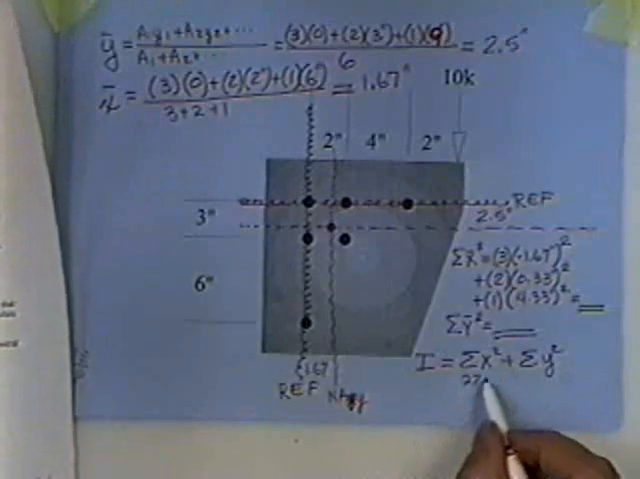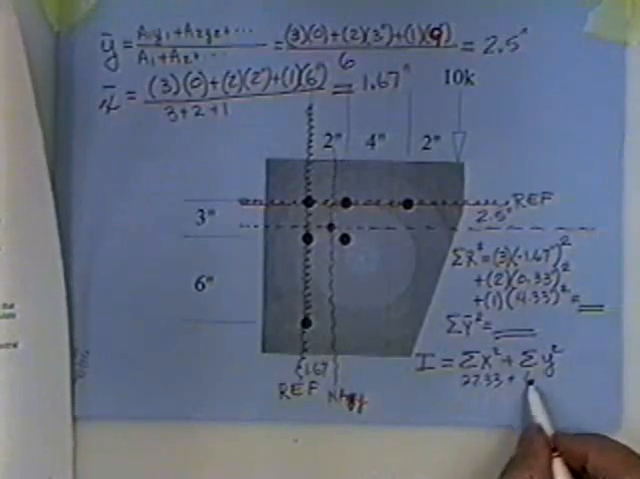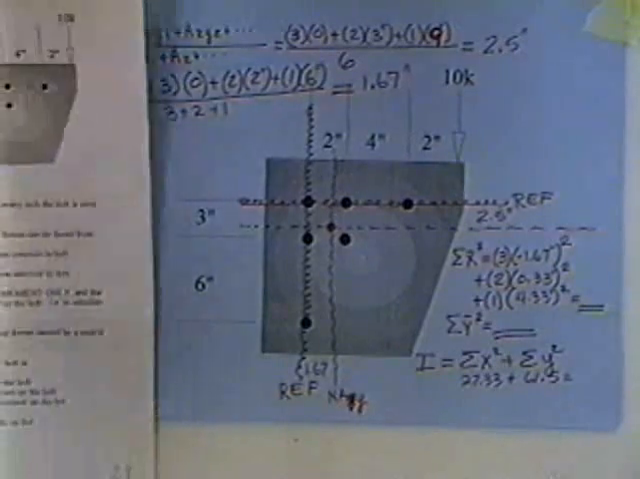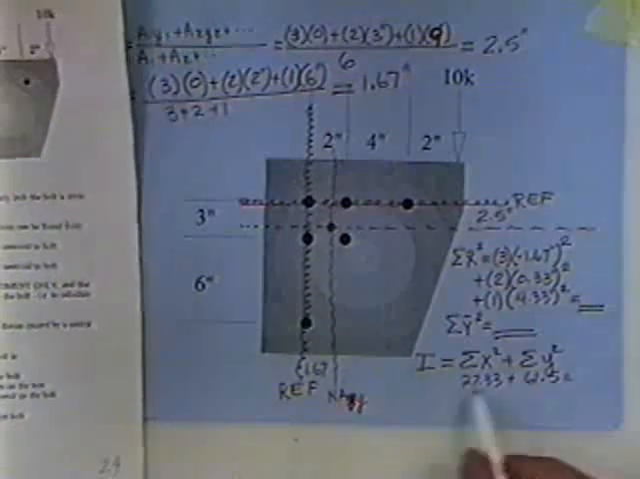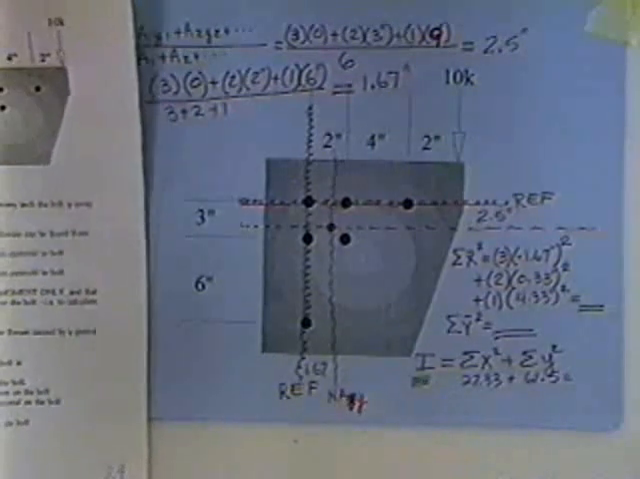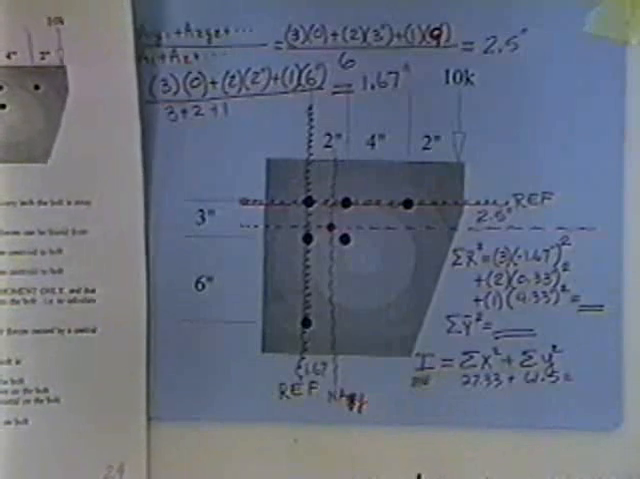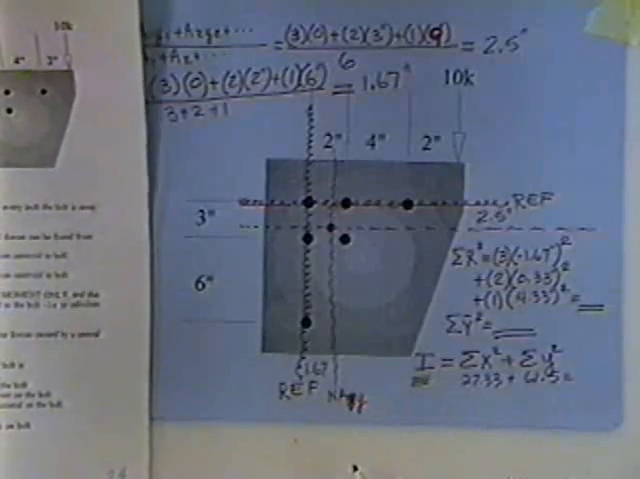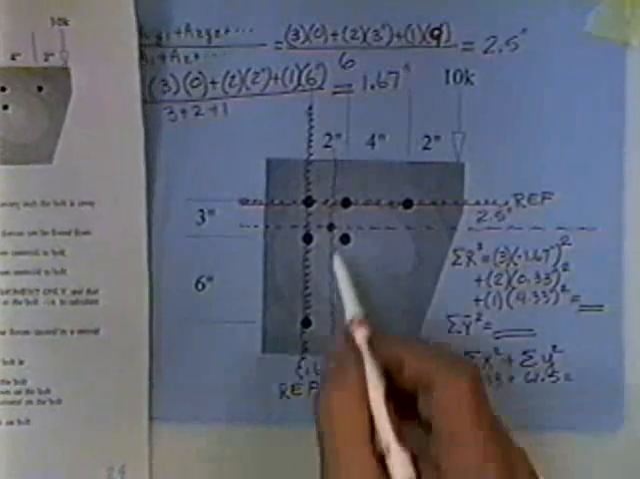It looks like we already totaled these out. One of them is 27.33. One of them is 61.5. Now then, to find how much force there is on any bolt, you take the moment that's applied and you divide it by the moment of inertia. That'll tell you how much force is acting on any bolt, depending on how far it is from the centroid of the group.